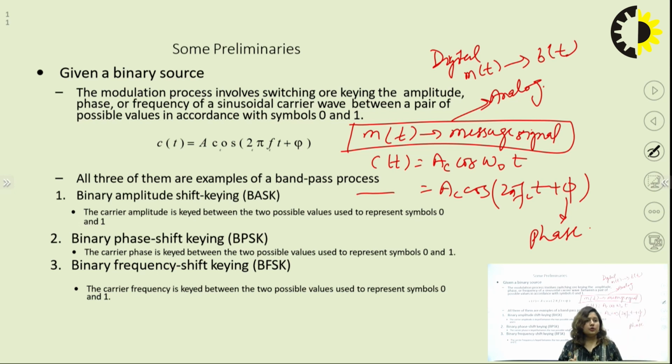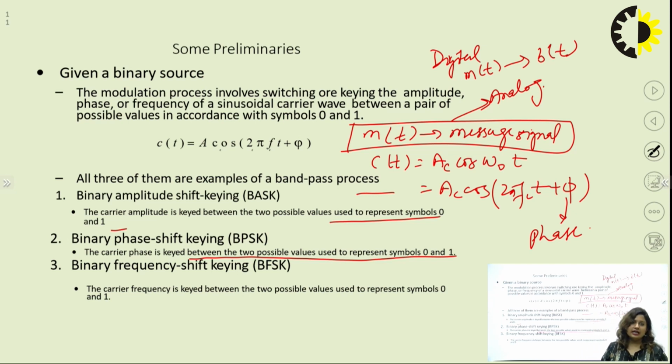If the carrier amplitude is keyed between two possible values used to represent symbols zeros and ones, it is called binary amplitude shift keying. Here the carrier amplitude varies in accordance with the modulating signal. Similarly, in phase shift keying the carrier phase is keyed between two possible values used to represent symbols zeros and ones. So the phase of the carrier varies according to the message signal, and there are two possible phases, 0 degree or 180 degree, because it's a binary phase shift keying technique. Next is the binary frequency shift keying technique.